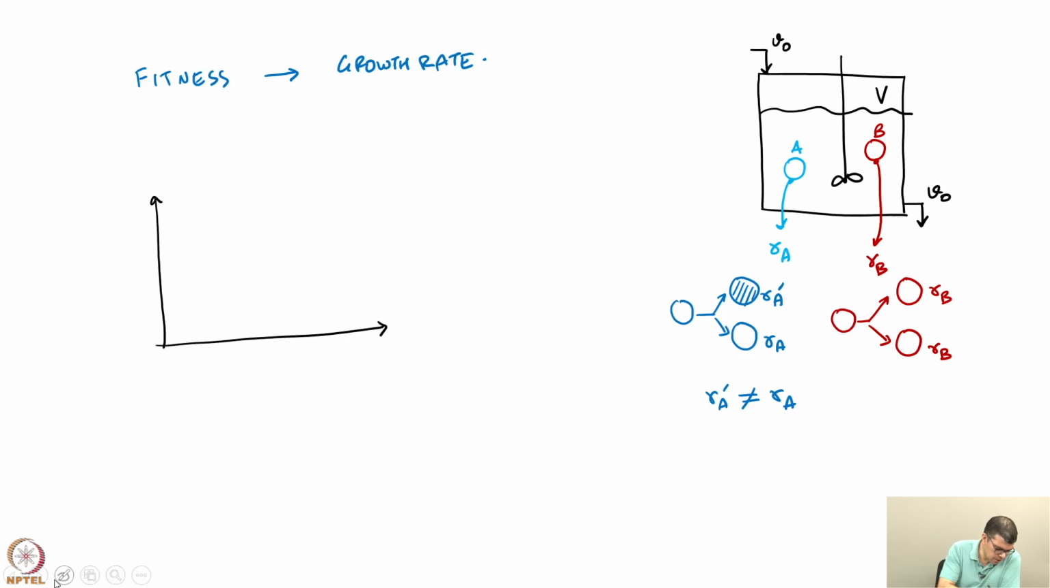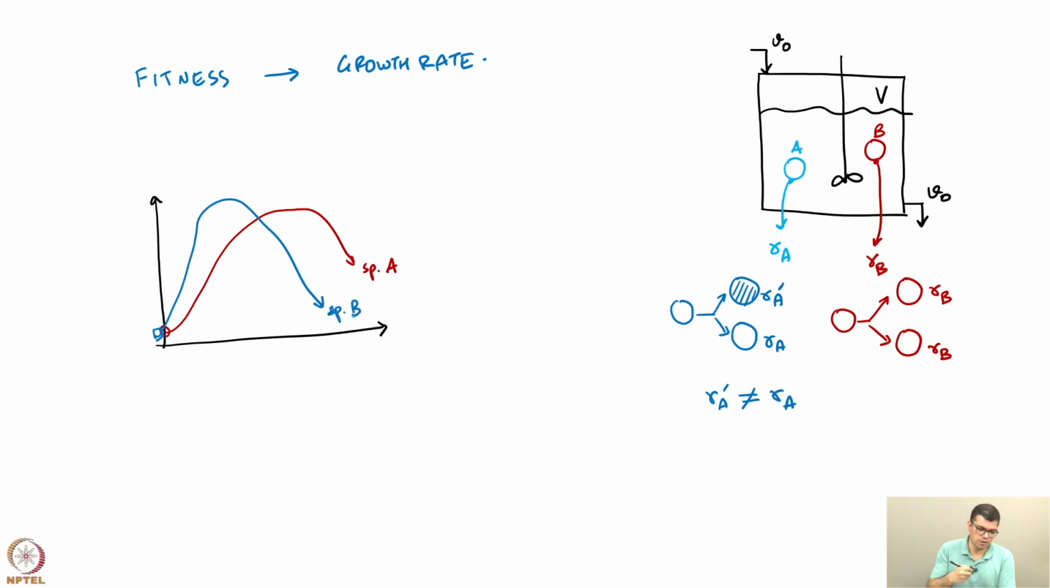In a batch culture, if I have two species A and B, let us imagine that the first one grows like this. This is, let us say, species A. And let us imagine that competing against it is this species B, starting from the same number.